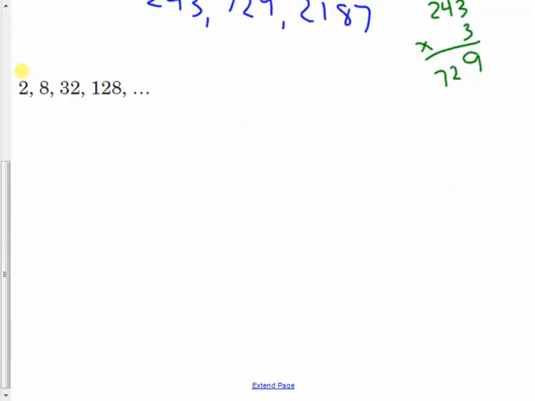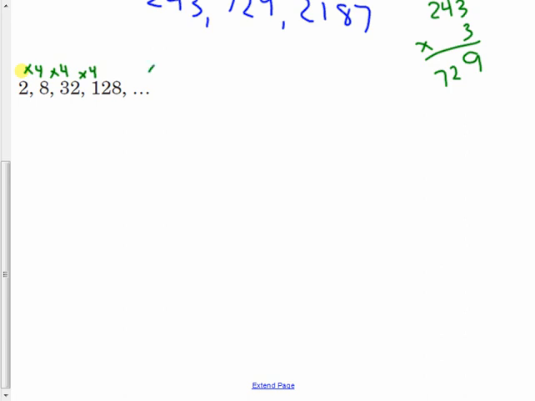We'll take a look at one last example and finish up with geometric sequences here. Take a look at the numbers 2, 8, 32, 128. What's the sequence here? What is the relationship? Did you find it? Looks like it's times 4 each time this time.